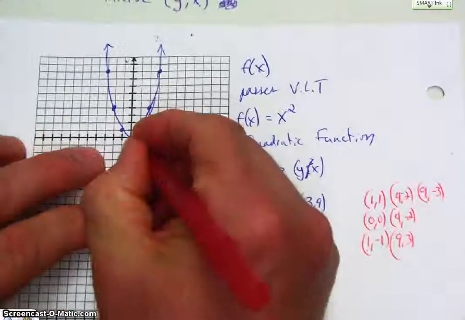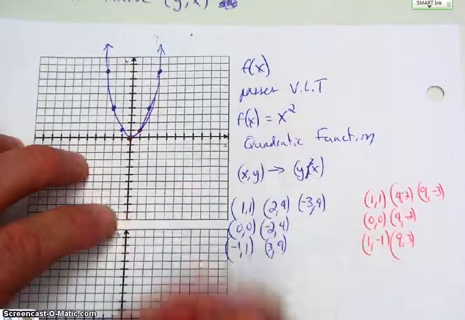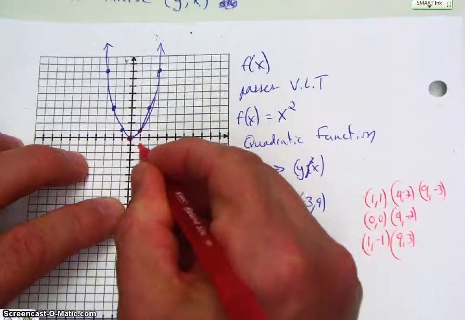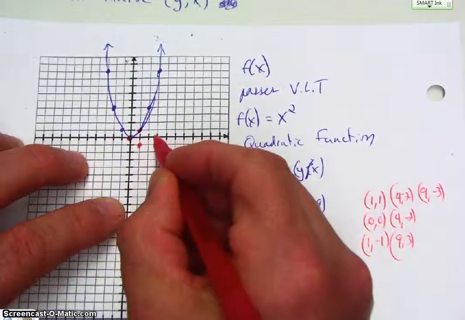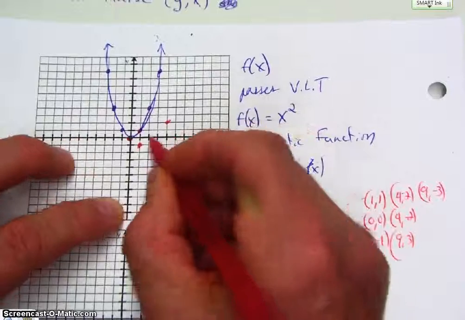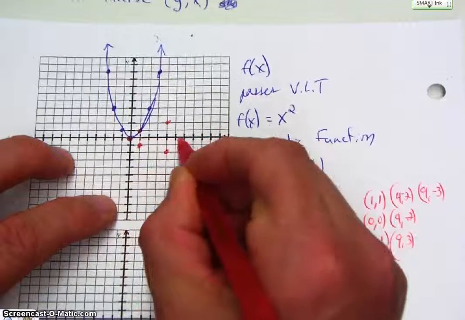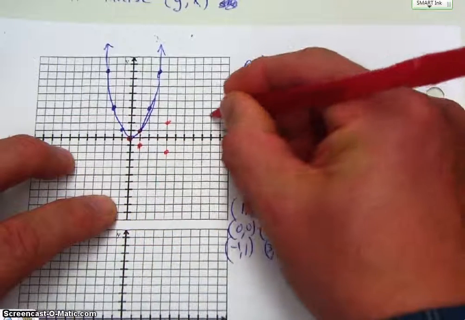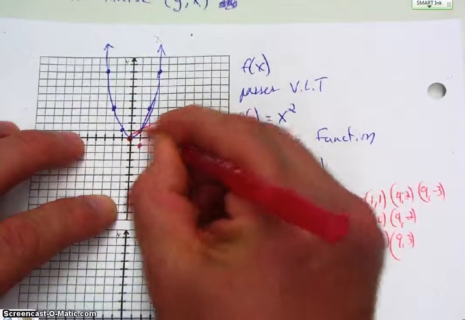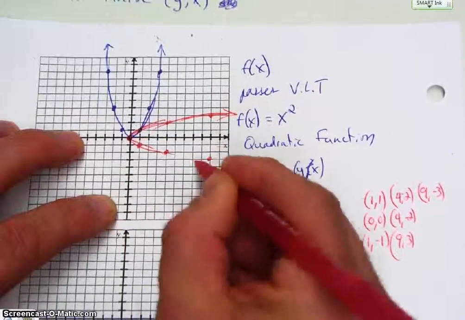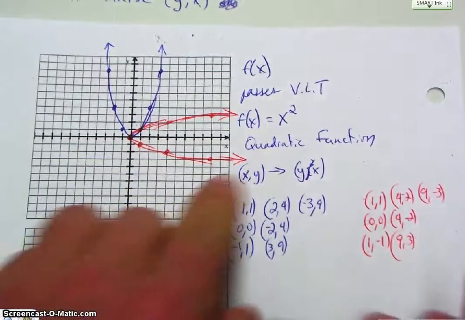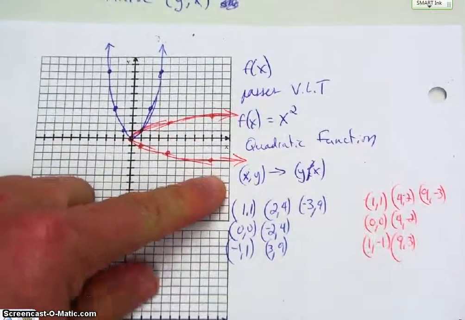So let me graph those. We got 0, 0, we got 1, 1, 1, negative 1. 4, 2, and we're going to go 4, negative 2. And we're going to go 9, 3, and then 9, negative 3. All right, and there we go. We have a new relation. This is the inverse.